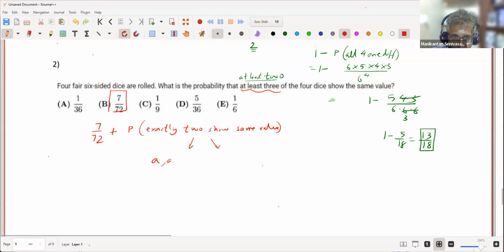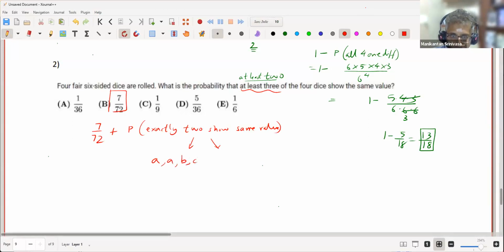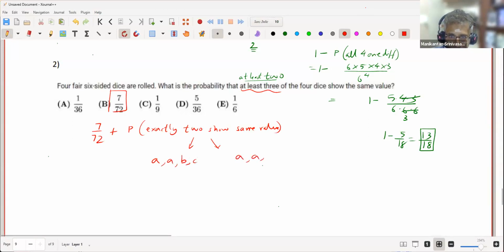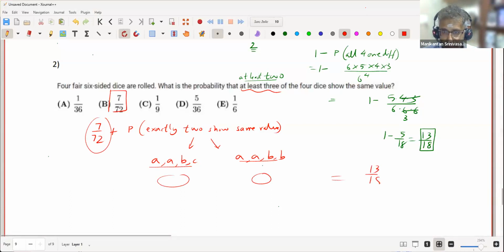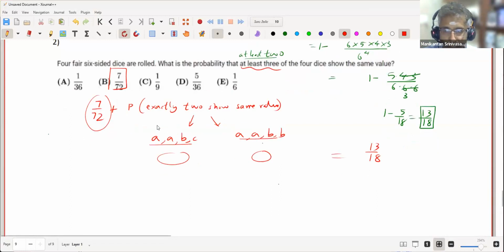So A and A are same. B is different. C is different. And then the other category is A, B, B. Right? And the ordering we have to take care of in both of them. Hopefully when we add 7 by 72 to this probability and this probability, we should get 13 by 18. That's where we had left off. Okay, so let's recap again. The probability of finding A.